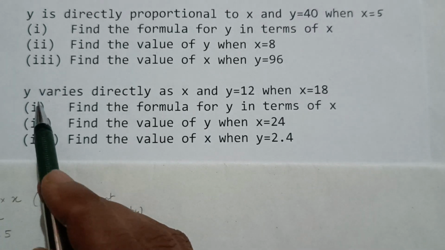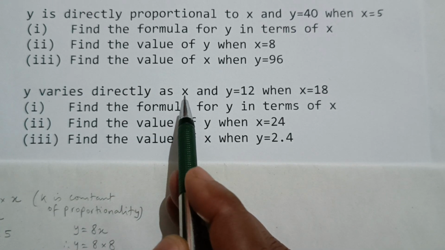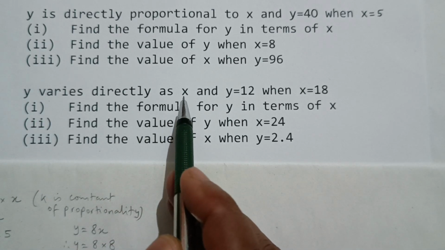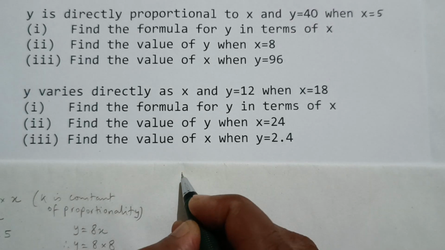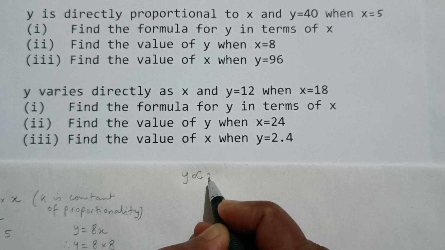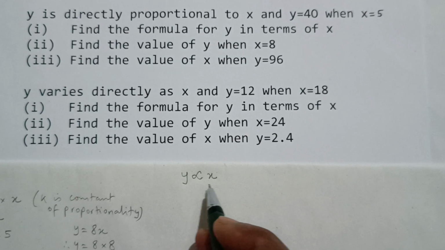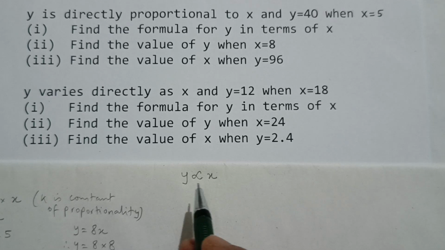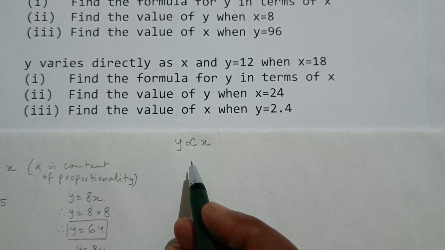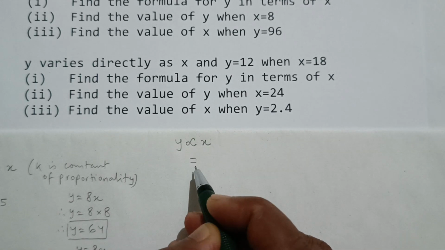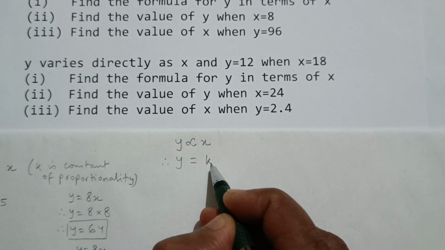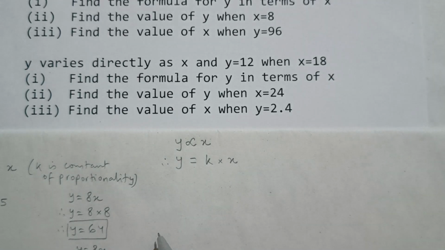So let's solve it. y varies directly as x. How will I write it in mathematics? y varies directly as x means y is directly proportional to x. In mathematics, I will write it in this way. Now I will replace this symbol with the equal to sign. Therefore, this expression will now become y equals k multiplied by x.